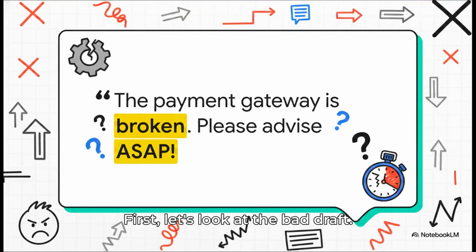First, let's look at the bad draft. "Hey, the payment gateway is broken. Users are complaining. Did the weekend update cause this? Please advise ASAP."